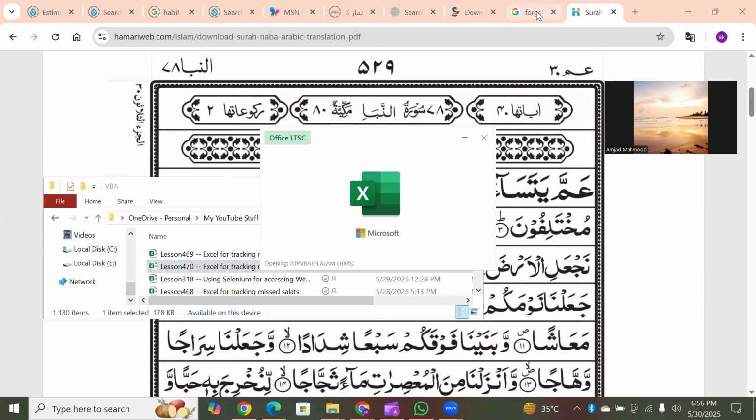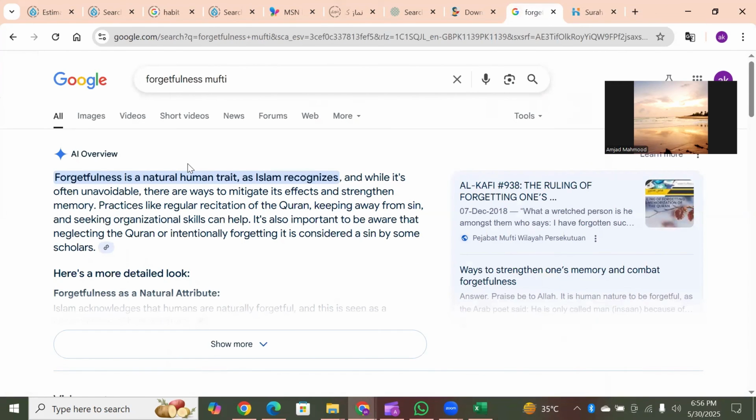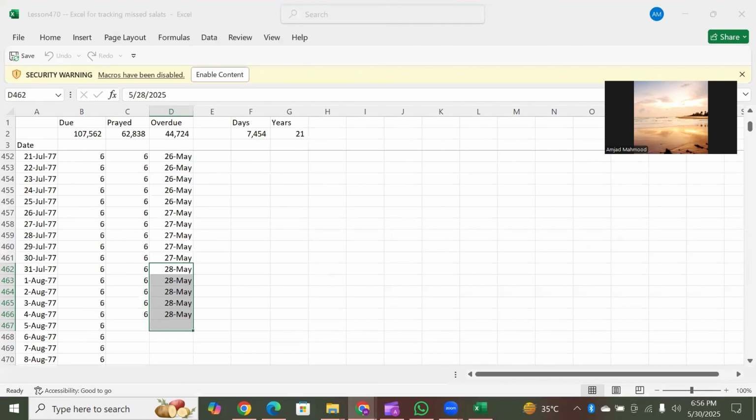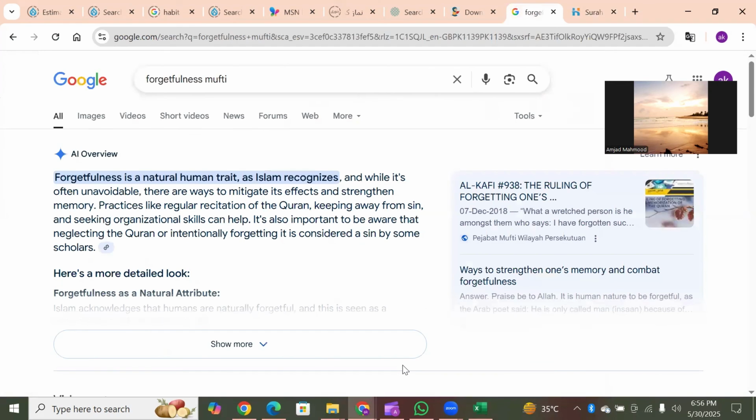While it is opening, let me talk about forgetfulness. As shown here, forgetfulness is a natural human trait as Islam recognizes it. While it's often unavoidable, there are ways to mitigate its effects and strengthen the memory. Practices like regular recitation of Quran are a way of addressing this issue. It strengthens your memory. Practices like regular recitation of Quran, keeping away from sin, and seeking organizational skills can help.